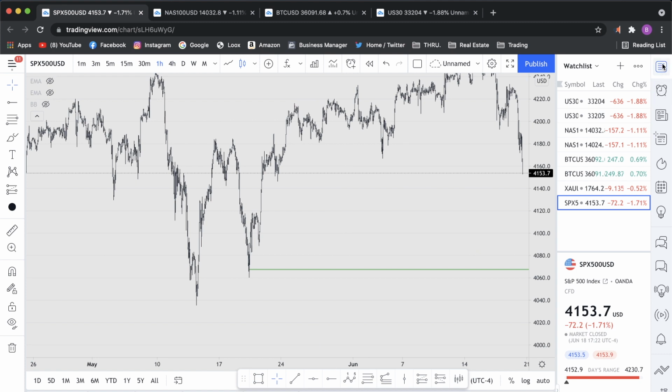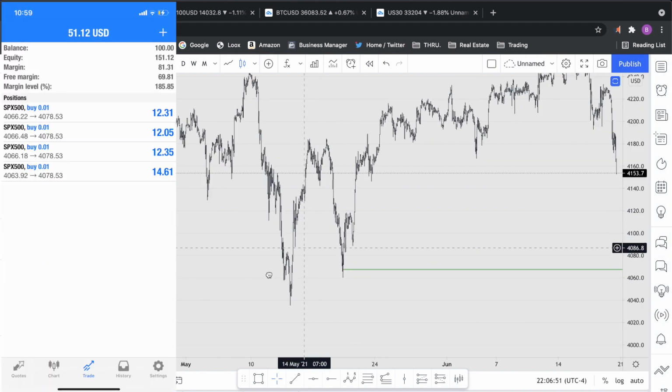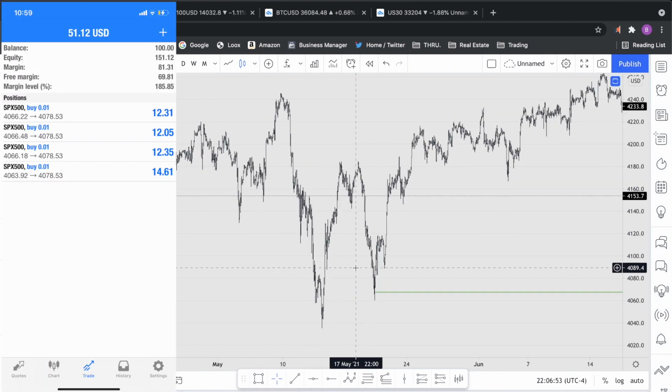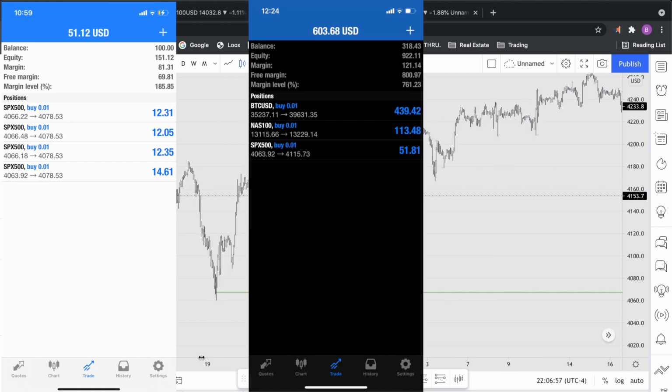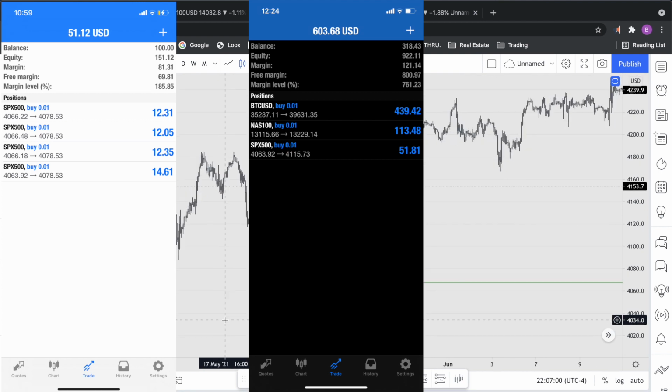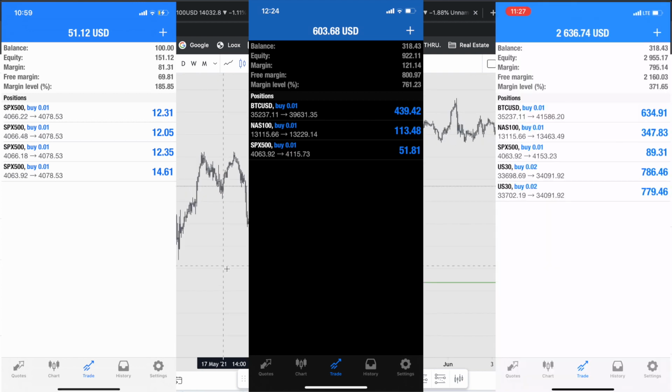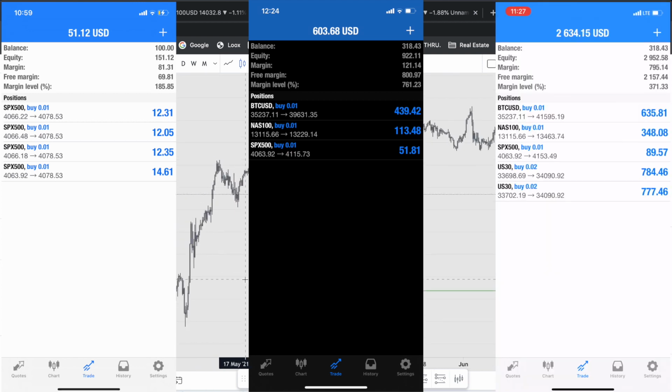Alright, so first things first, we're going to start with SPX. This is how I started the account. I went straight to SPX, then I went to NAS, then I took a Bitcoin trade, which I usually don't do, and then I went to US30, and this is how I turned $100 into 3.5 in 24 hours.